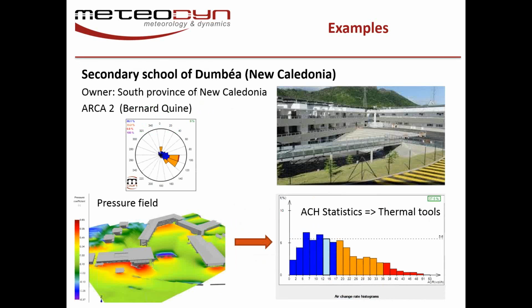Another one is from New Caledonia. It's a high school, and they wanted to use natural ventilation for the classrooms. So first you define your project, compute the pressure coefficient, and you can compute the ACH for each room.